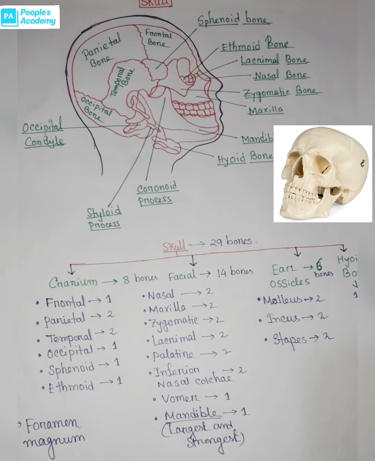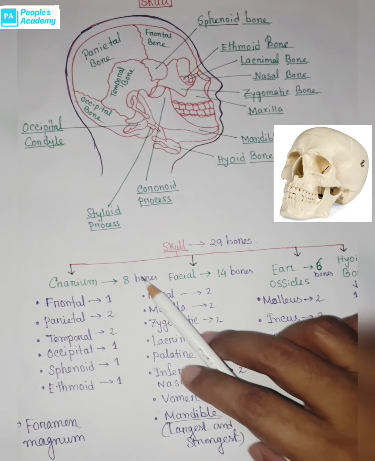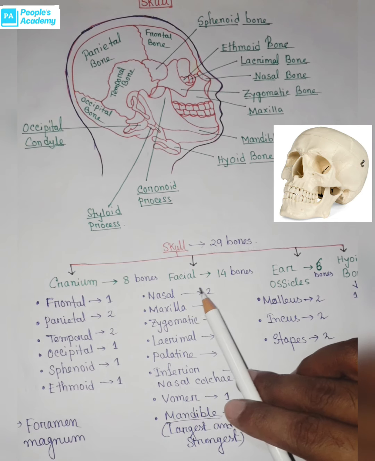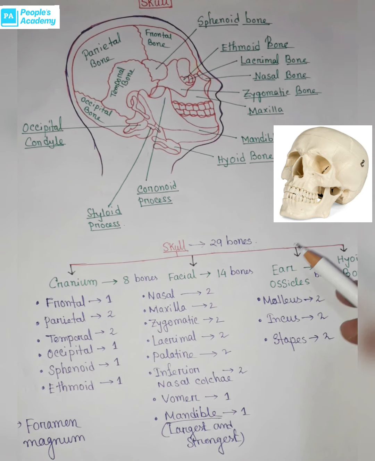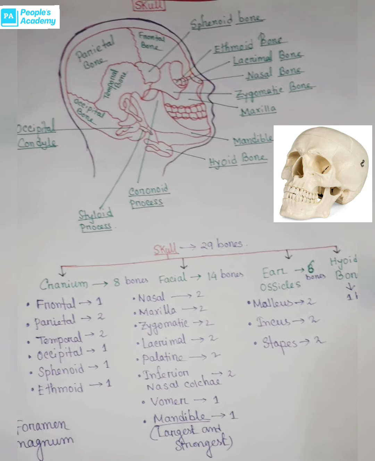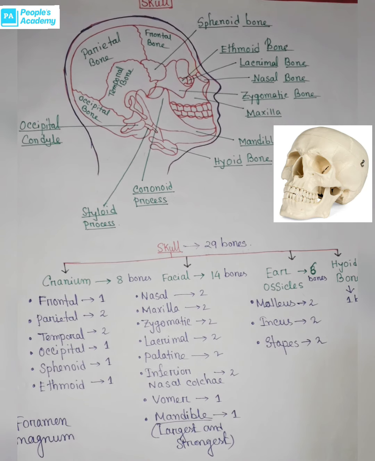Just remember these things: the human skull is called dicondylic. It has four major parts: the cranium, which consists of 8 bones; the facial bones, which consist of 14 bones; the ossicles, which contain 6 bones; and the hyoid bone. You can see this is the hyoid bone. Okay, let's come to the picture.